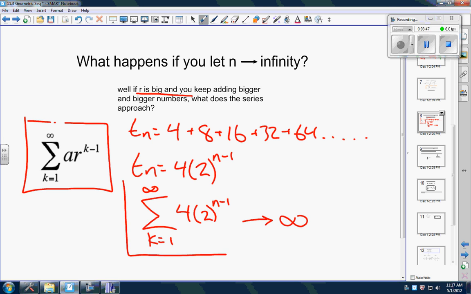Obviously we'd have to work on the notation, and you guys will look at that if you take a calculus class. But if your ratio is big, in this case a 2 or even a 1.5 or even a 6, 7, whatever, they're going to sum to infinity. If the numbers get bigger, the series is going to go to infinity.